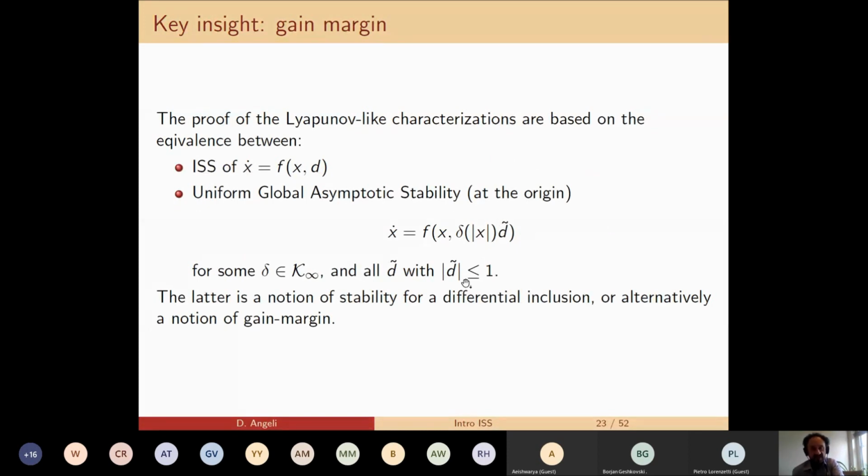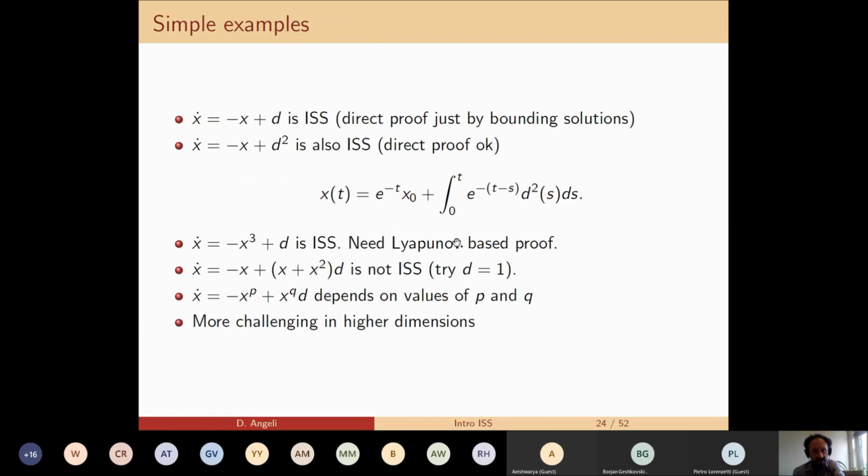So that's the key insight. So input to state stability is essentially equivalent to this form of gain margin. Of course, for linear systems, we know that whenever we've got stability, stability is robust. So small enough feedback would not destabilize it. So there is always a gain margin. And the same thing here. So we are asking for a similar property for the nonlinear systems.